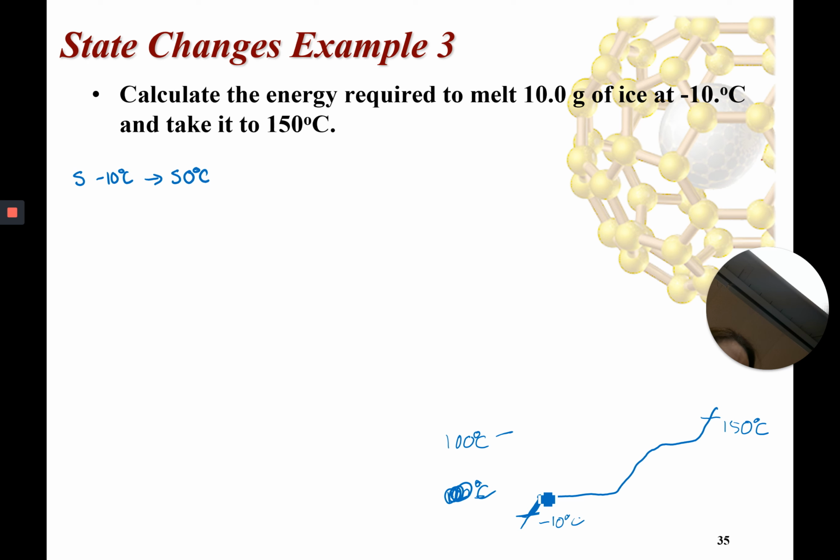Our next step is to go from solid at 0, right here, that would be melting, until we get to liquid at 0. So from solid at 0 to get to liquid at 0. So right now we're here.